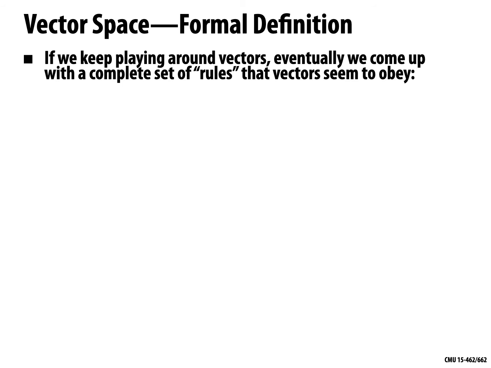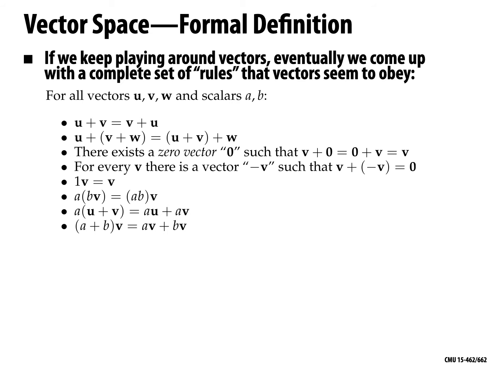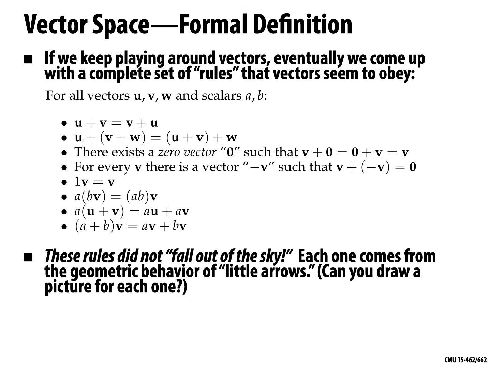And so we get back again this list that we saw at the beginning. For all vectors u, v, w and scalars a, b, we have, for one thing, commutativity of addition, u plus v equals v plus u. We also have associativity, which we didn't draw a picture for. (u plus v) plus w is equal to u plus (v plus w), and so on. And again, these rules didn't fall out of the sky. Each one comes from some geometric picture that we can draw. And if you don't see it immediately, if you don't understand where one of these rules comes from, you should stop and try to draw a picture for each one. It's a good exercise to do at least once in your life.